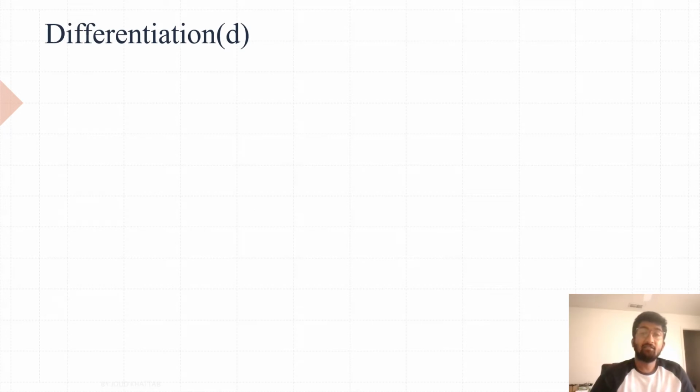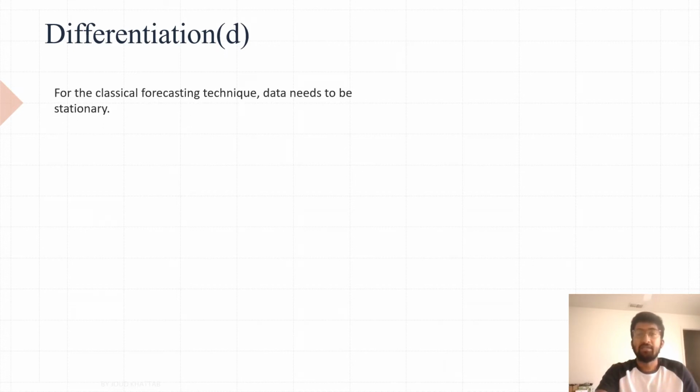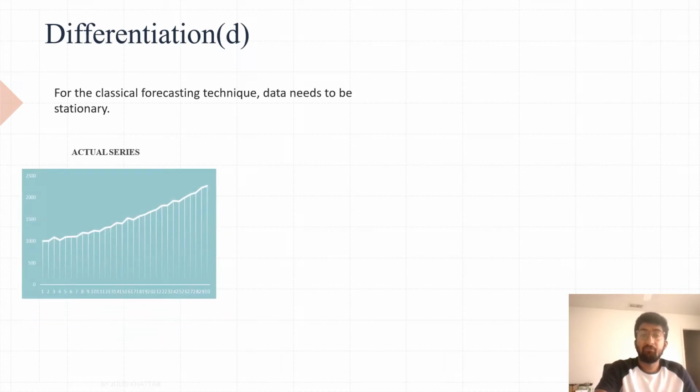Similarly, the last term D, differentiation, is also an important parameter in the ARIMA model, because ARIMA is a classical model and it is not able to deal with non-stationary data. So this differentiation is responsible for making the data stationary. If we see this graph, the data are not stationary.